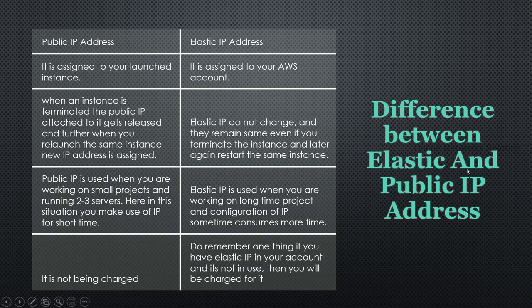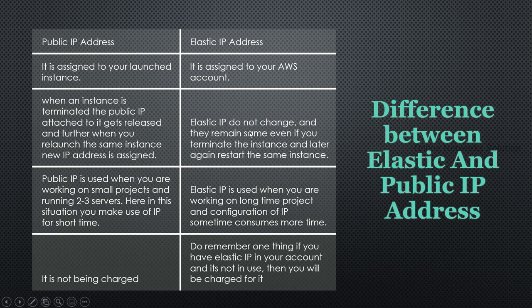Difference between elastic and public IP address. A public IP address is assigned to your launched instance, while an elastic IP address is assigned to your AWS account. That is the main difference. When you launch any instance, a public IP is automatically associated with it. An elastic IP is assigned to your AWS account, and whether you use it with your instance or not, it will be charged by AWS. When an instance is terminated, the public IP attached to it is released, and when you launch the same instance again, a new IP address is assigned.